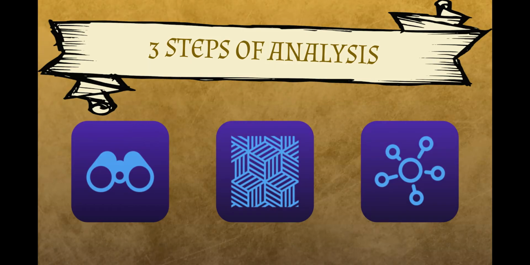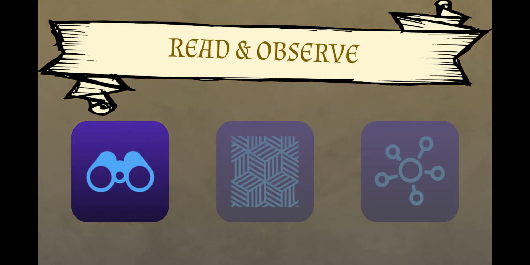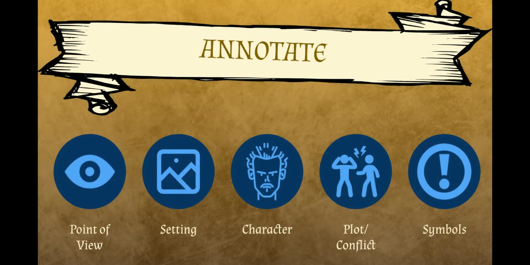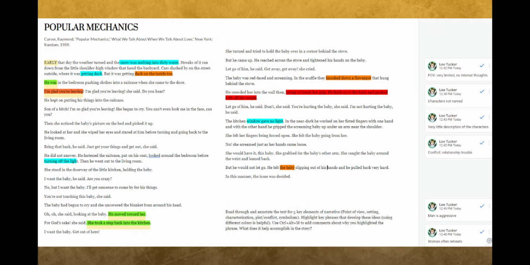The first one is what I looked at in the other video, which is reading and observing. First, you want to read through the story just to get an idea of what happens, but then you're going to go back through and just observe. So that's where we're going to do annotations. We're going to look at point of view, setting, character, plot conflict, symbols, and we're going to annotate, mark, take note of everything that we notice dealing with that. Just because we mark it doesn't necessarily mean we're going to use it, but we're going to find as much information as we can.